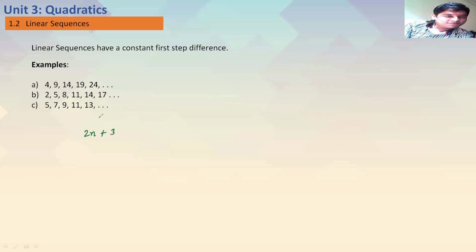How are you going to verify this? Which term number is this? Fifth term. Let's see whether the fifth term is 13 or not. So 2 times 5 plus 3. Absolutely correct. You are very good at this. Wonderful work. So you understood linear sequences, haven't you, Christian? Linear sequences is all about the first step. First step difference, if it is constant, it is a linear sequence. You will always have n to the power 1.